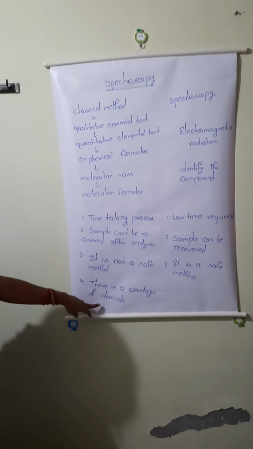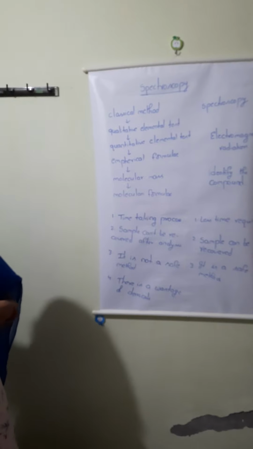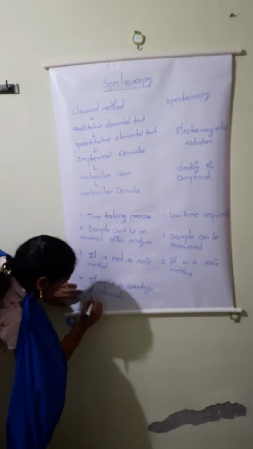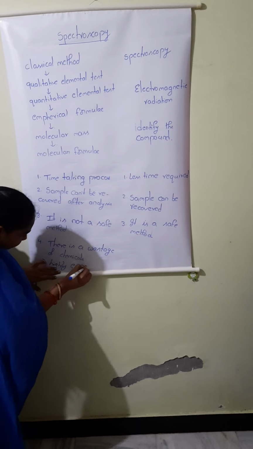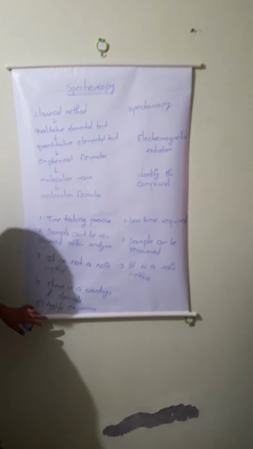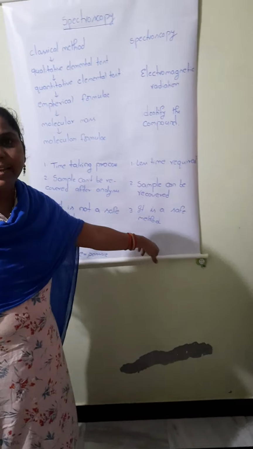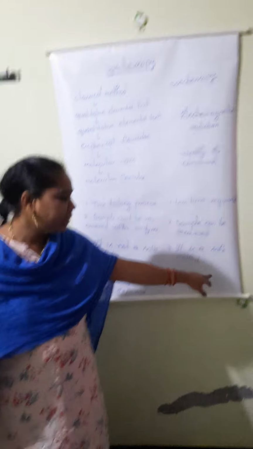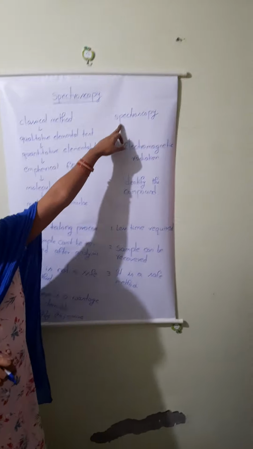Then there is a wastage of chemicals in the classical method. Chemicals may be wasted, and it is highly expensive. A lot of money will be required for the purchase of chemicals. But in spectroscopy, it is less expensive and there is no wastage of chemicals. In this method, no chemicals are used, so it is a less expensive method.